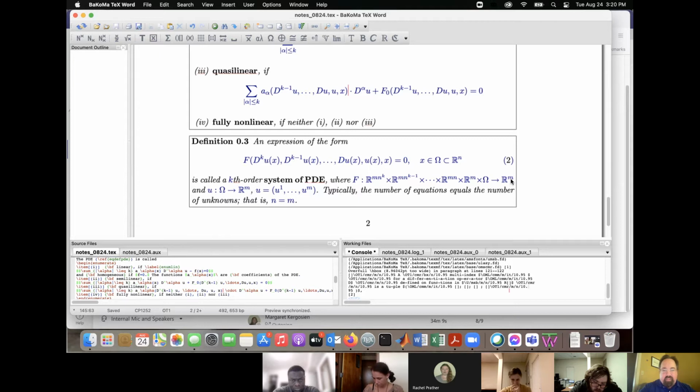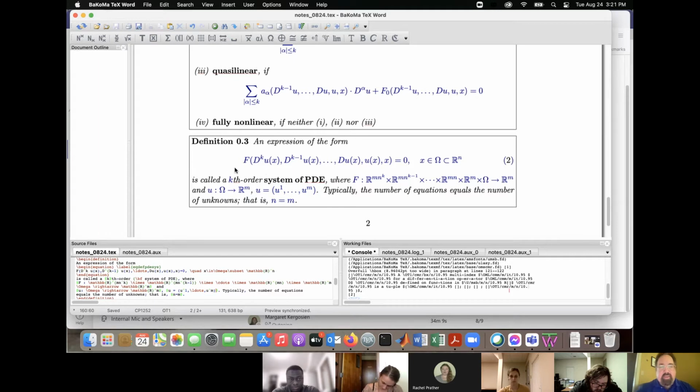So m is the number of PDEs in the system. And u in this case is not just a single function of x, but it's a vector valued function of x with m components. And generally for a system like this to be well posed, if you have m equations, you should have m unknowns. So it's typical for n and m to be equal.